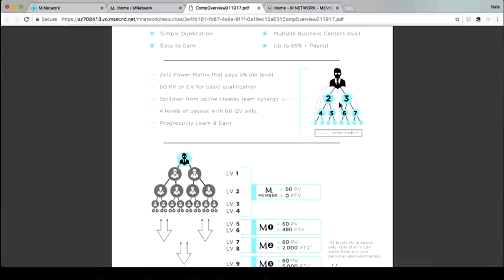So because the first level is filled, then it goes to the second level, and that second level moves all the way to the right, and that's where that 4th person goes. When he enrolls person number 5, that person goes right next to there, and it just fills out from top to bottom and then left to right. That's how the matrix is always going to fill.